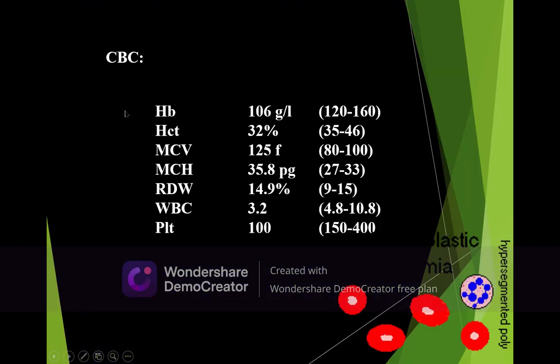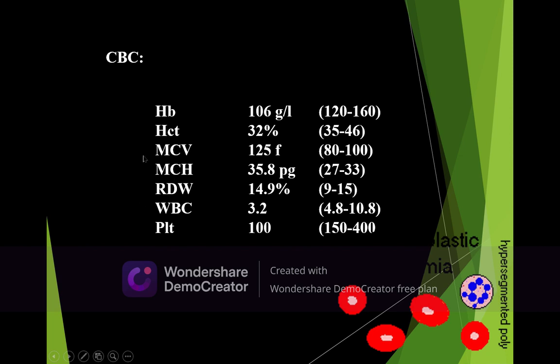You see the CBC interpretation, the hemoglobin is 10.6, which is mildly anemic. Patient is not very severely anemic. If there is starvation and inanition, then it can cause lowering of hemoglobin to 5 or 6. Otherwise, it is usually mild in 80% of cases. Hematocrit is 32%. It is not lowered much.